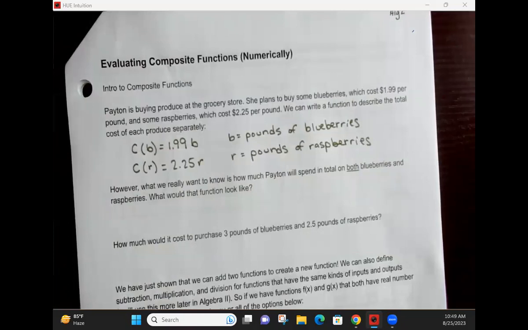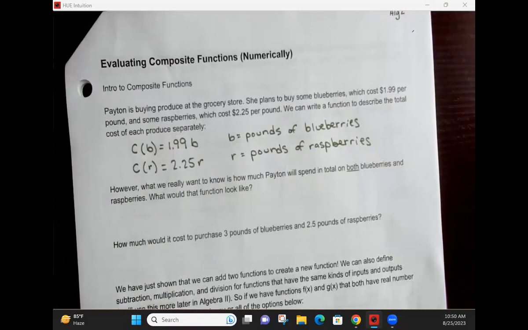But when I go to check out at the grocery store, am I going to pay for them separately? Is that usually how we do our grocery shopping? You pay for everything at once, right? You don't pay for the blueberries, and then the cashier brings up the raspberries and you pay for that, and then they bring up your paper towels and you pay for that, and then they bring up your bread and you pay for that, and they bring up your milk. That's not how it works, right? You get one total. They say this is what all your groceries cost, and you pay once.